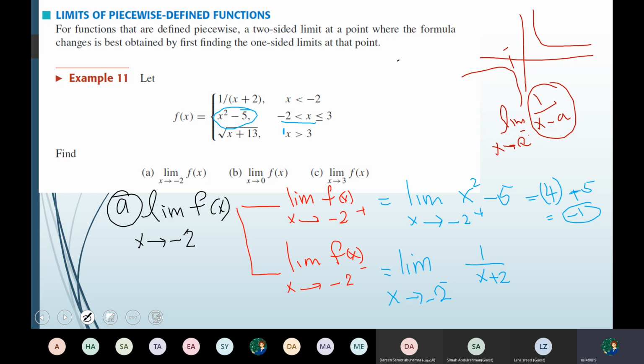And here we have -2. From the left, it approaches to what? To positive or negative infinity? Negative infinity. So, limit f of x when x approaches -2 from the right is -1, and from the left is negative infinity. Do they exist now? No, they do not exist. Here you have -1, and here you have negative infinity.